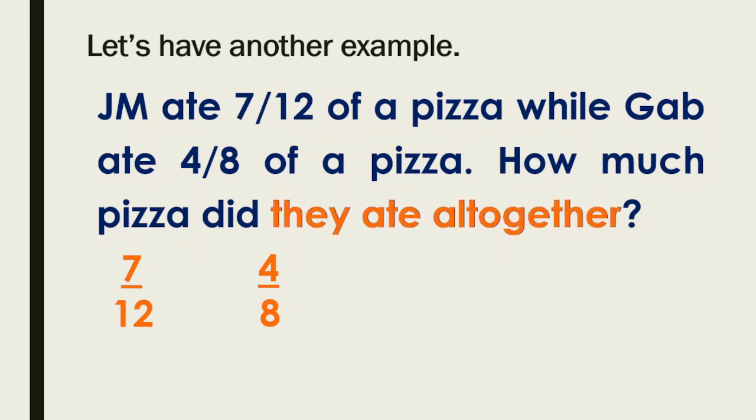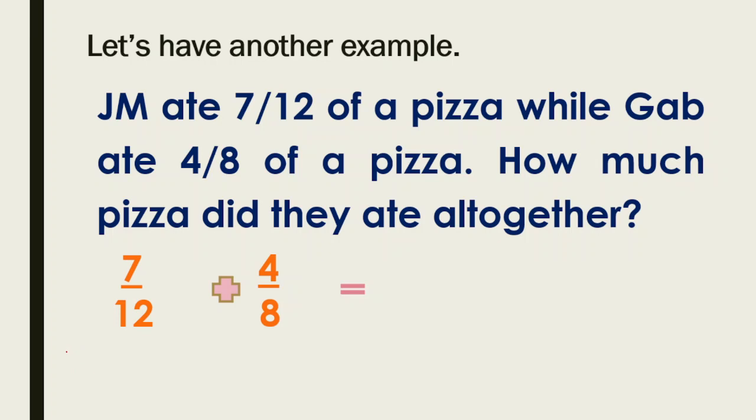They ate altogether, what does it mean? It means addition. We cannot add the denominators of the two fractions because they are different. Magkaiba po yan. Hindi po natin pwedeng pag-adding katulad nung kanina. So since 12 and 8, we could answer that by getting their LCM. We could get the LCM by skip counting or by ladder method.